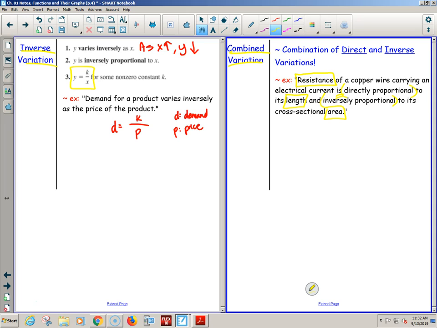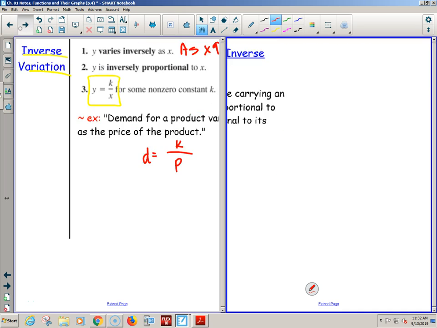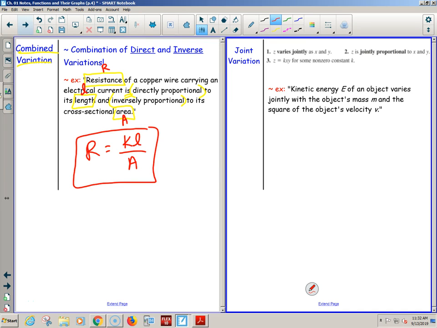So, does it make sense that if I name resistance as R, L as length, and A as area, R equals K times L over A? Wait, check it. Isn't there a direct relationship with length and an inverse relationship with area? It's a puzzle. It's a pattern. You're just trying to figure out how it's supposed to go.